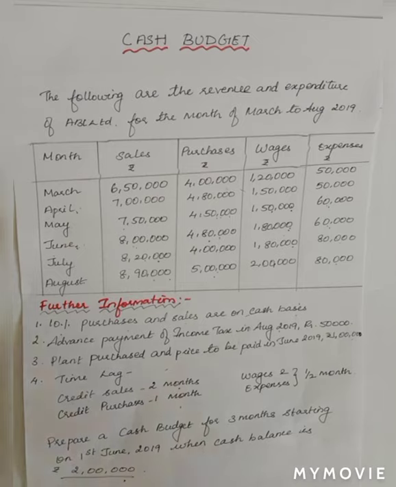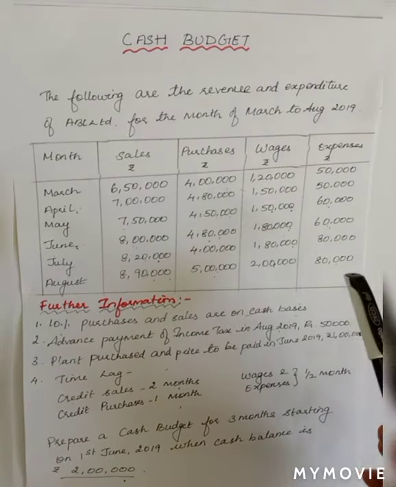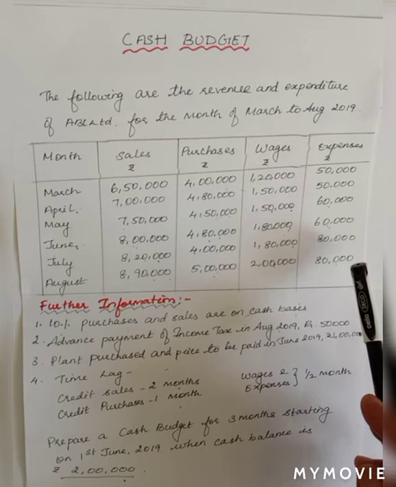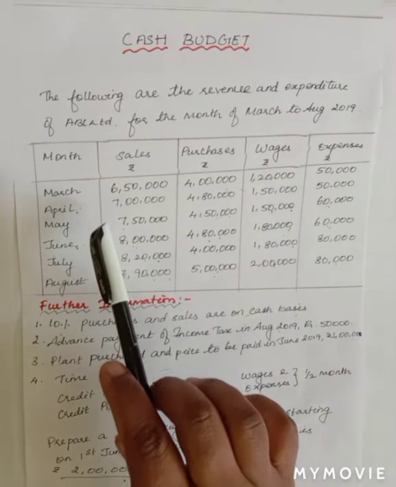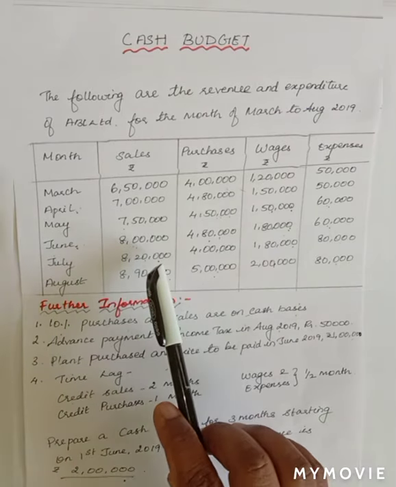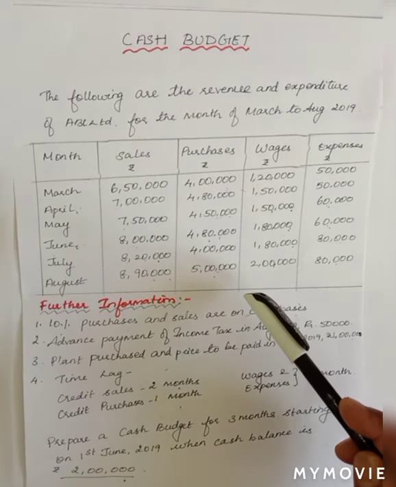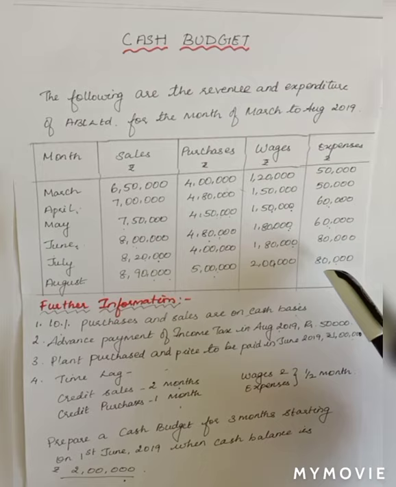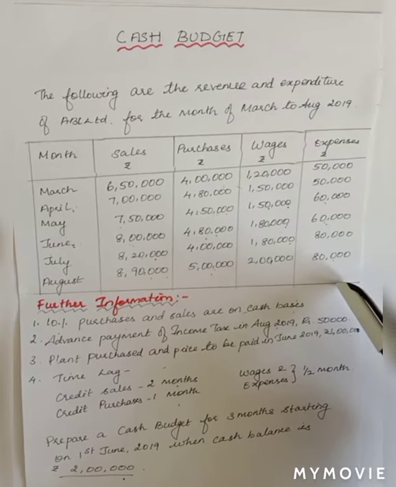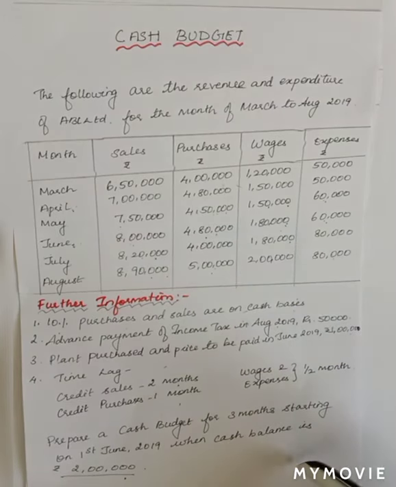I have taken an example from the CMA Inter exam December 2017, and I have changed it to 2019. Here ABC Limited has estimated its sales for the next few months from March to August. These are the sales figures, this is the purchases figure, and the wages and expenses are estimated like this. Additional information has also been given.